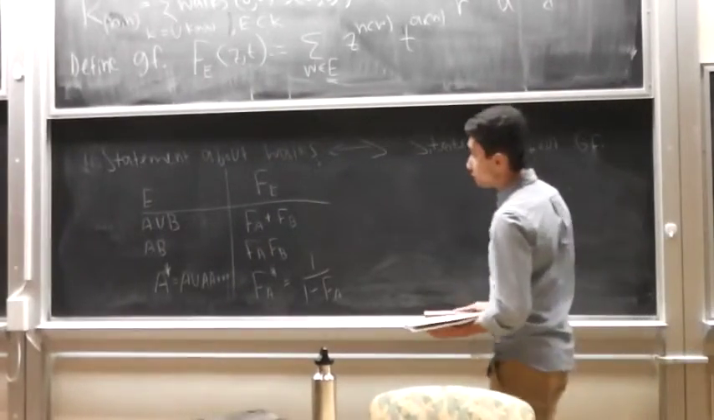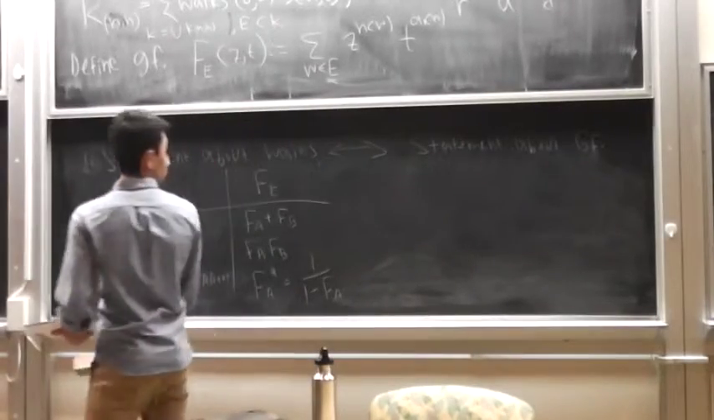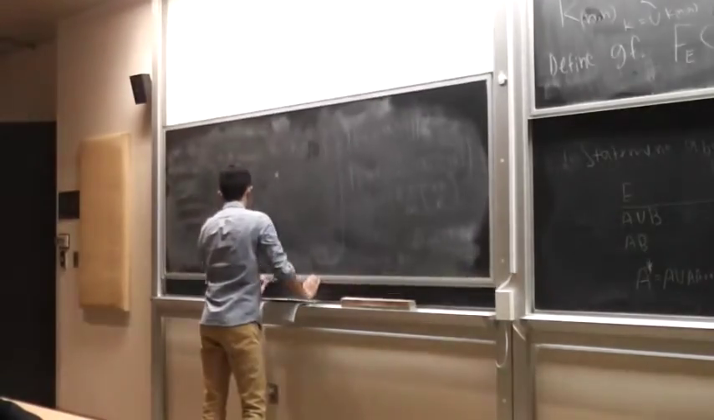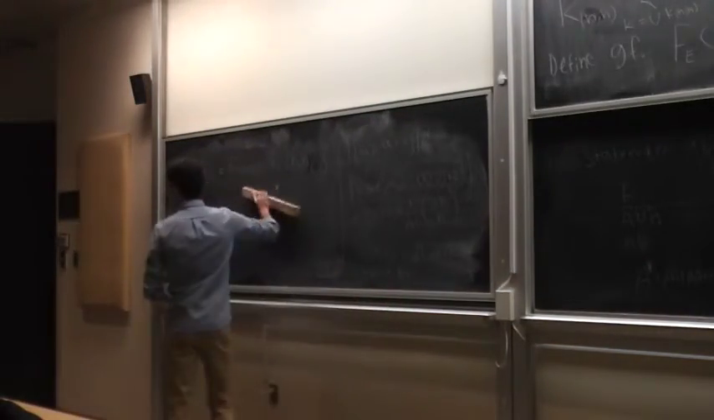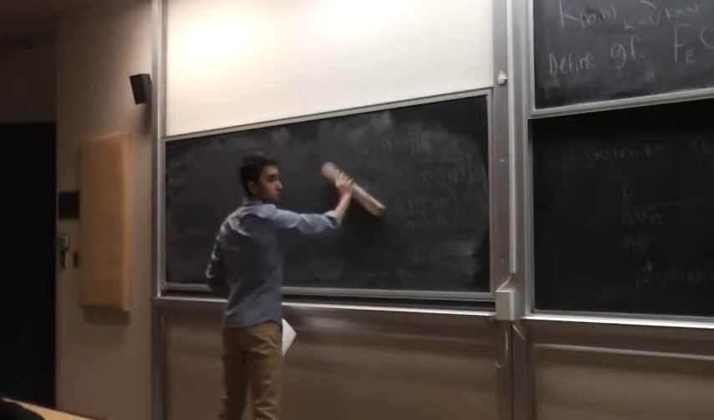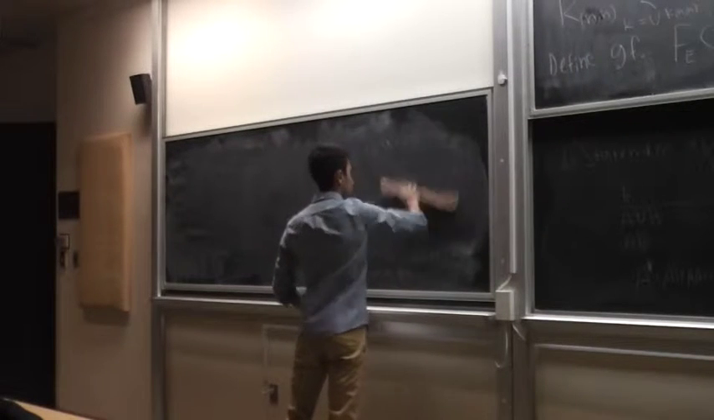So the reason I wrote down all this stuff is because we can say this. Let me write it over here. You could write A plus B instead of A union B. I don't think they have to be disjoint.